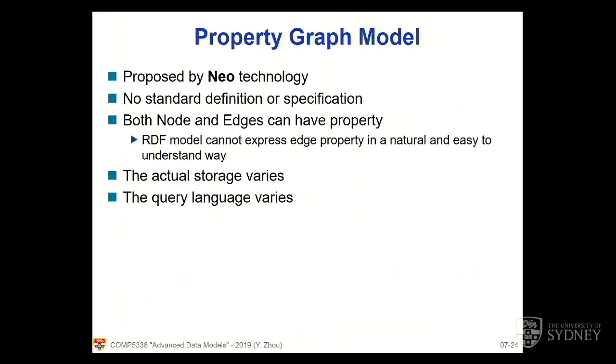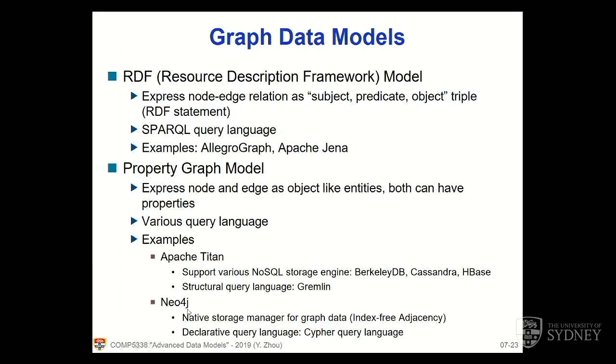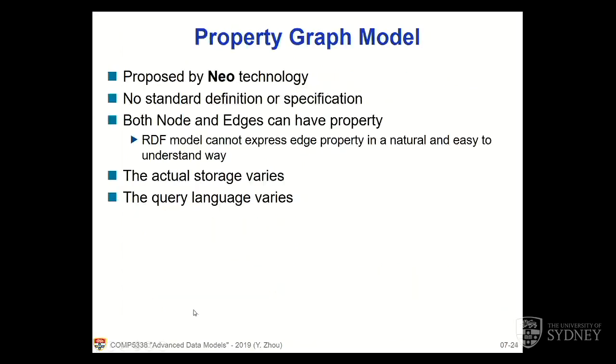Okay. So what is the property graph model? It's proposed by Neo Technology, which is the one behind Neo4j. There's no standard definition or specification. As I said, the model itself is pretty intuitive and self-descriptive enough. You don't need to learn a lot to understand it.